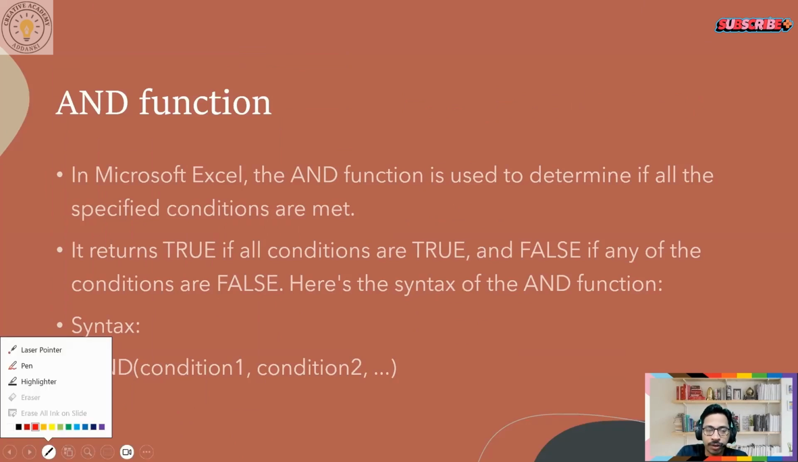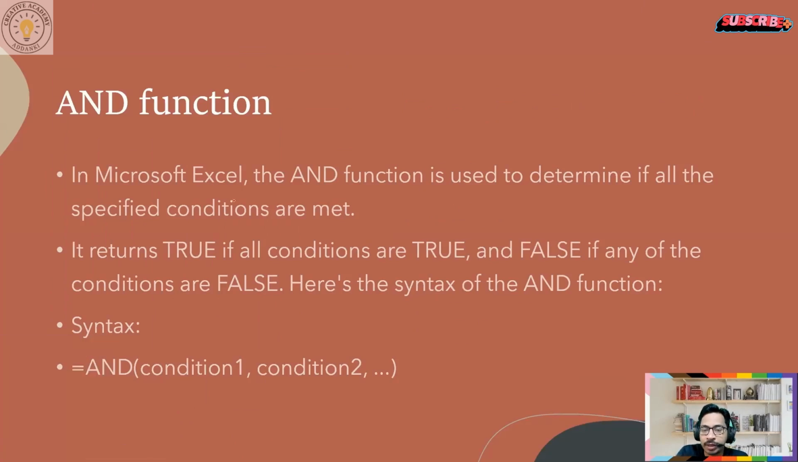This function is useful for checking multiple conditions. If all the conditions are met, or all the conditions are true, it returns true. Otherwise, it returns false as output. So this AND function is useful to determine whether the specified conditions are true or not. It returns true if all conditions are true and false if any one condition is false.